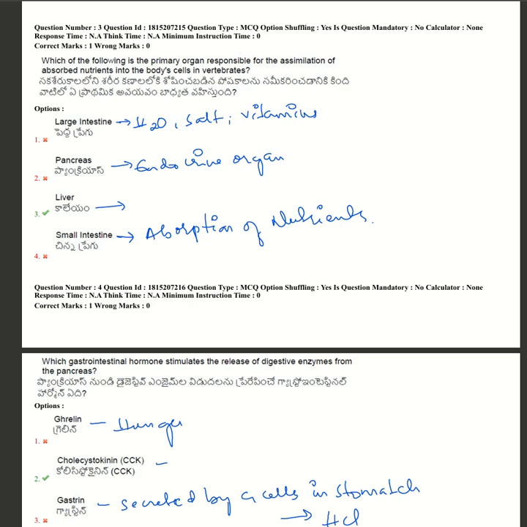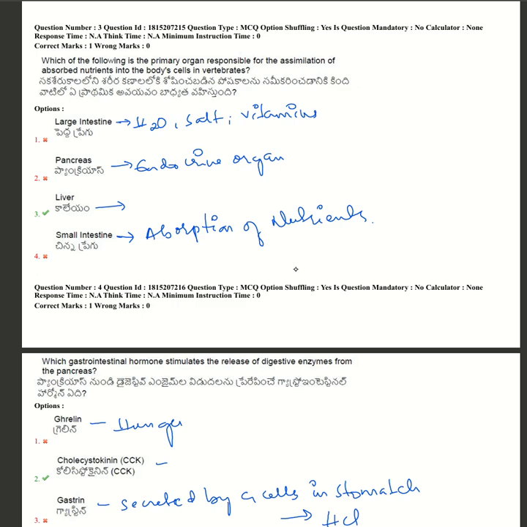Which of the following is the primary organ responsible for the assimilation of absorbed nutrients into the body's cells in vertebrates? So, assimilation of absorbed nutrients. You can see here what is the answer? Liver. Why? The large intestine is involved in the absorption of water, salt, and vitamins. The pancreas is an endocrine organ, and the liver is highly responsible for the nutrients in the body.